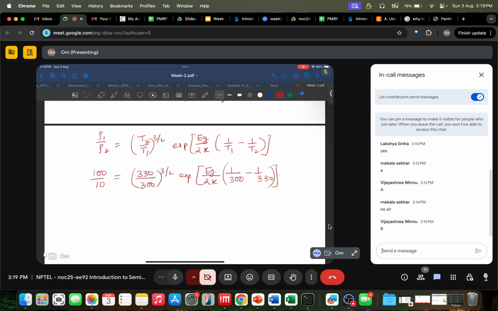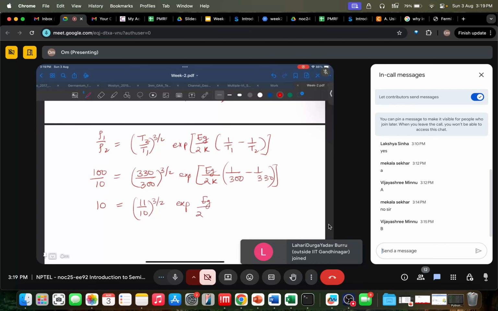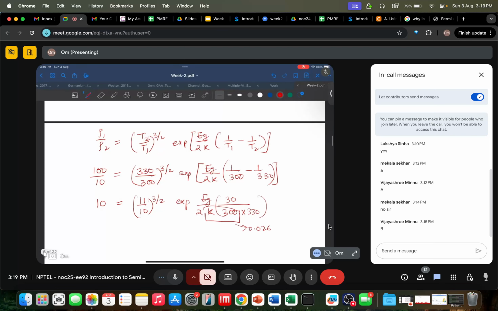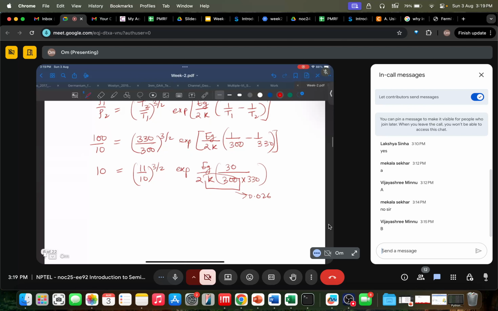Now, okay, so this 10 is 11 by 10 to the power 3 by 2, Eg by 2k, 30 upon 300 into 330. And we know this kT, k into 300 is 0.026, right? So I can replace this. 10 is, I'll solve this value as well.